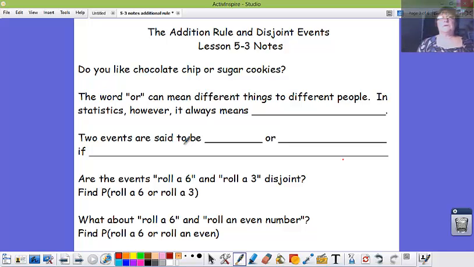Hi, and welcome to our third lesson in our probability chapter. Today we're going to be talking about the addition rule, which you will have heard before, and disjoint events, which you may not have heard by that name, but I think you are familiar with too.